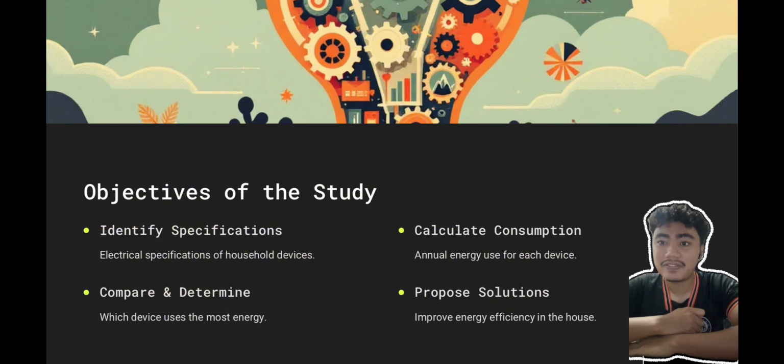To guide this study, I have identified four main objectives. First, to identify specification. I will look into the electrical specification of various household devices. Second, to calculate consumption. We will determine the total annual energy used for each of these devices. Third, to compare and determine. We will compare the data to find out which device consumes the most energy. And finally, to propose solution. Based on the findings, we will suggest ways to improve energy efficiency in the house.